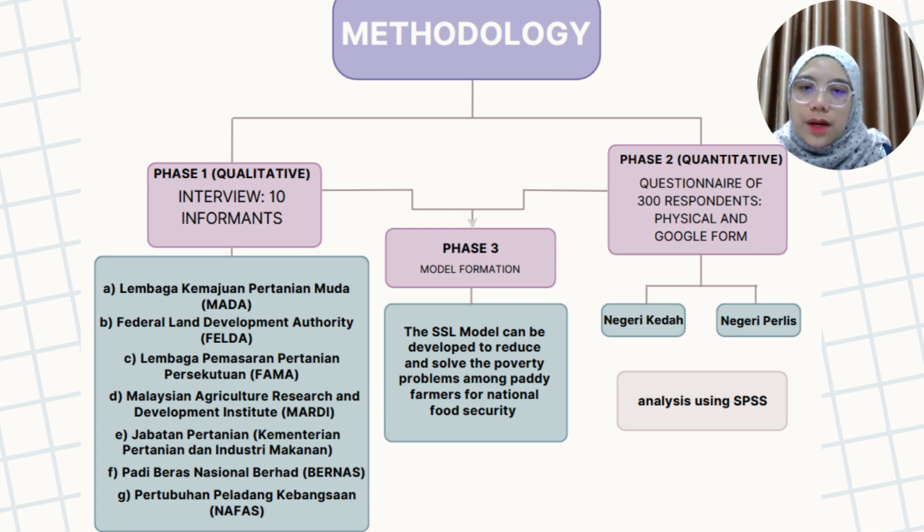In qualitative, I have 10 informants to interview from the staff of MADA, Felda, Pharma, Mardi, Kementerian Pertanian dan Industri Makanan, Bernas and Nafas. In quantitative, the 300 respondents are from Negeri Kedah and Negeri Perlis, and I'm using SPSS. The SSL model can be developed to reduce and solve the poverty problems among paddy farmers for national food security. So this is how the model formation works.